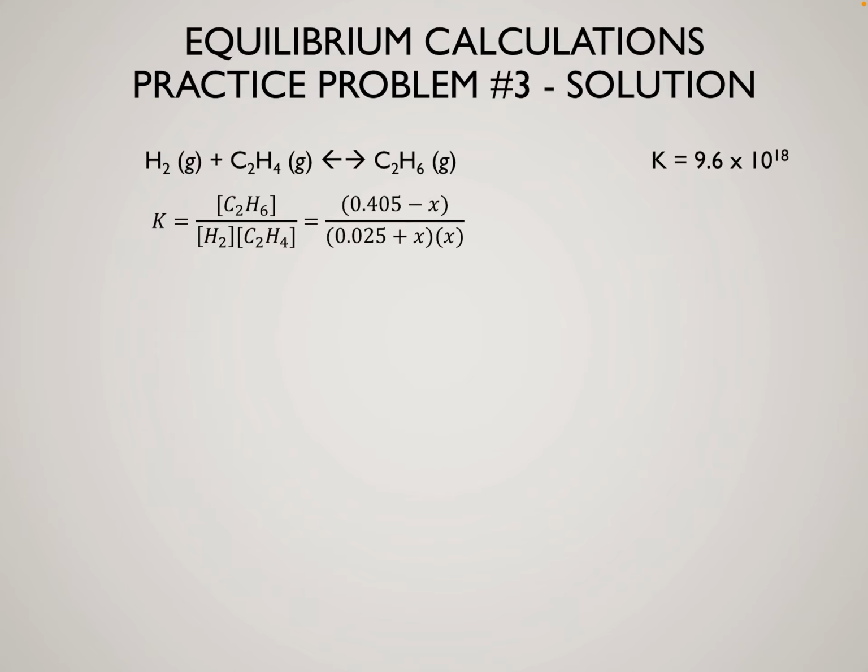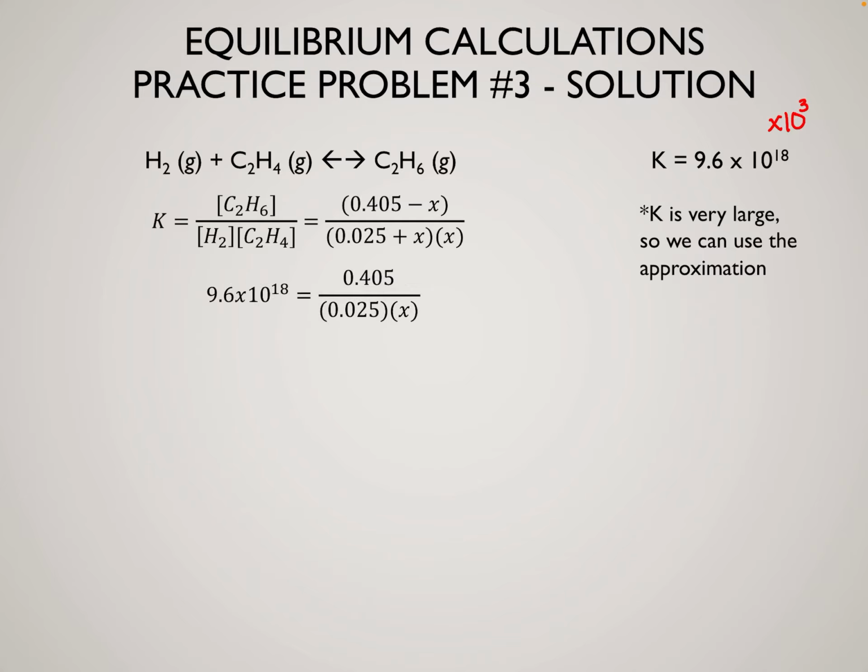So just copying this forward. Okay, so now, again, K is very, very large. I told you you can use the approximation for anything over times 10 to the third. Times 10 to the 18 way exceeds that. So we can use the approximation and get rid of all of the changes in concentration. So we can get rid of the minus x and the plus x.